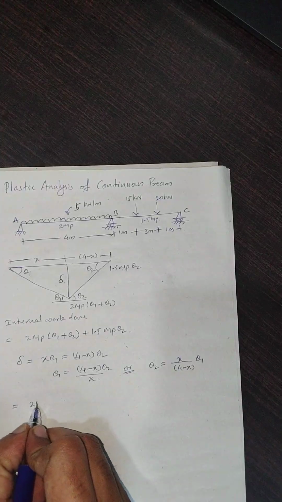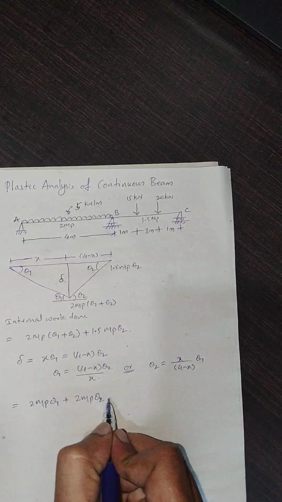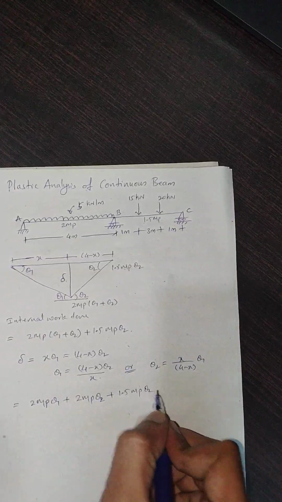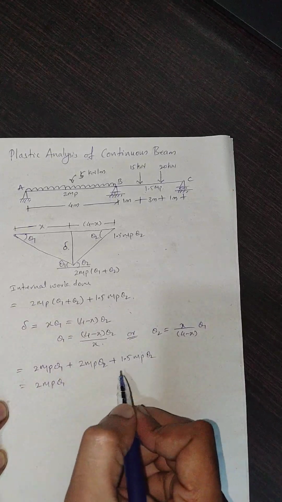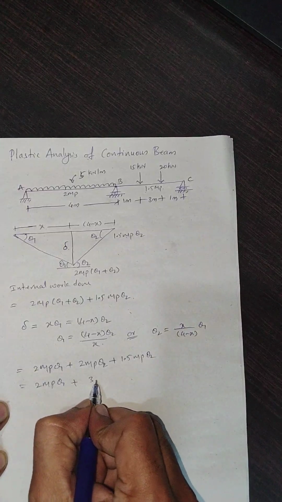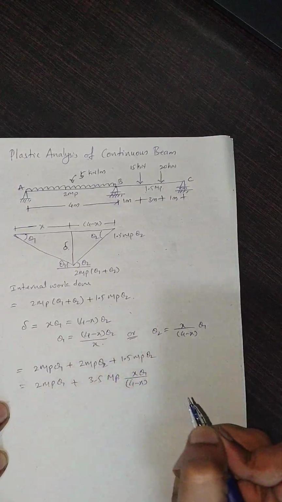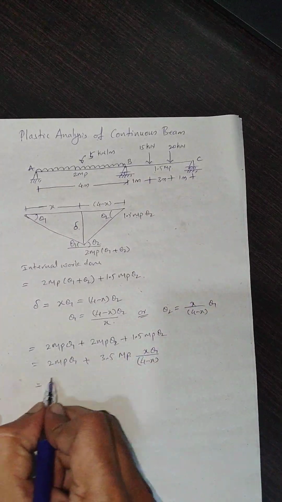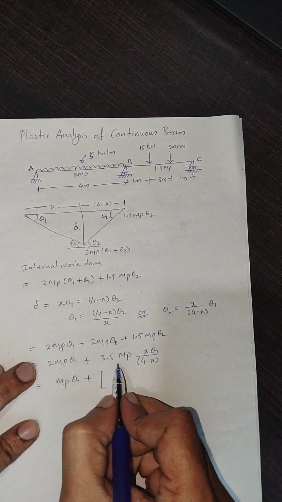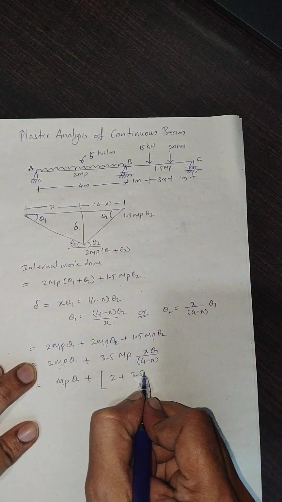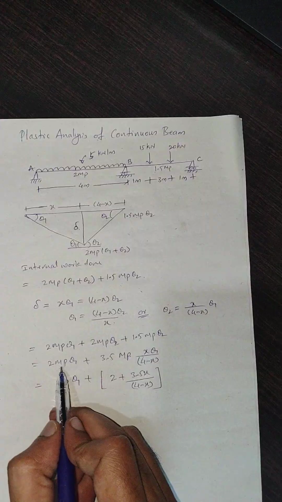If I rewrite the internal work done: 2 Mp theta 1, plus 2 Mp theta 2, plus 1.5 Mp theta 2. Now this 2 Mp theta 1 is as it is. For theta 2 I get 2 plus 1.5, so 3.5 times Mp. This theta 2 can be written as x by (4 minus x) times theta 1, right? In this way we can write. In these two I can take Mp theta 1 as common, and if I write this, it is 2 plus 3.5 x divided by (4 minus x).